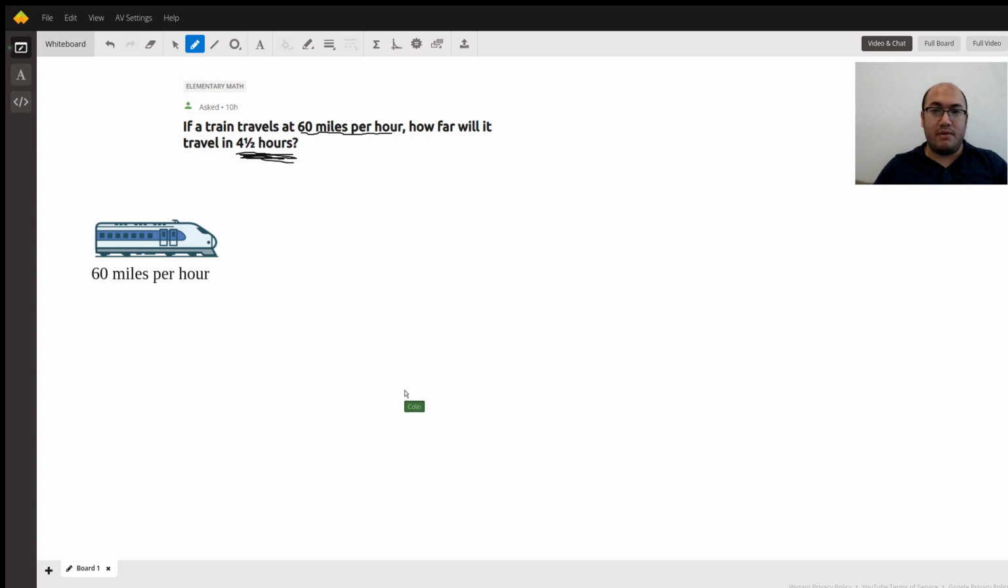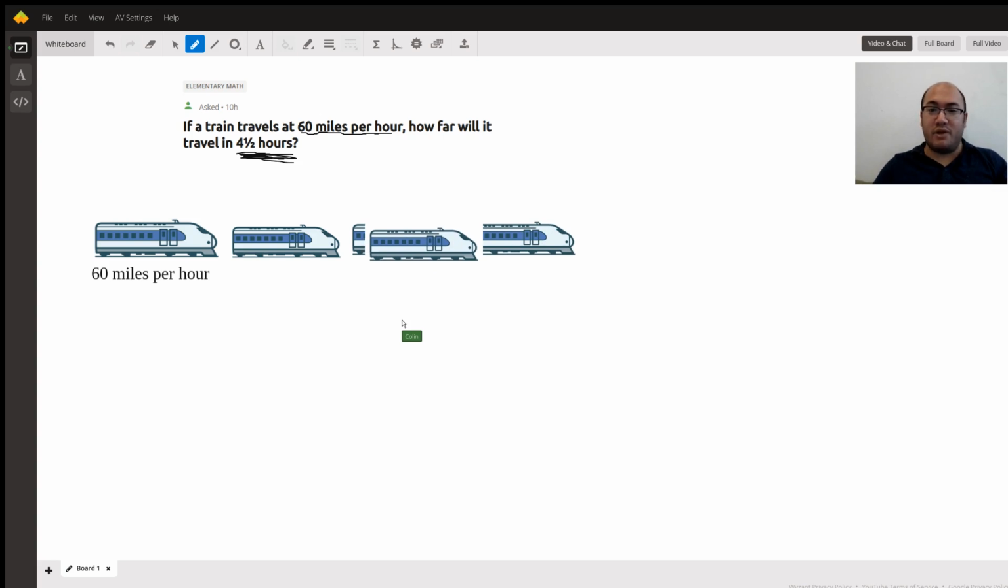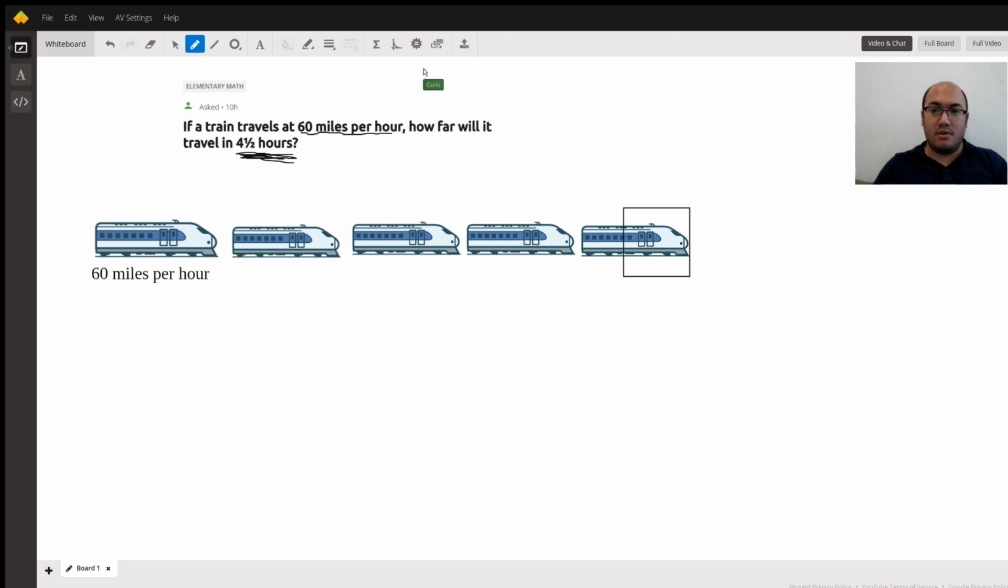So as we see here, I've got my second train right here. We've got a third one. We've got a fourth one. And then we need half of a train somehow. So I'm going to add this, and then we'll see if I can cover up maybe half of that train. Throw it over here. So we'll say that's 4.5 of those trains.